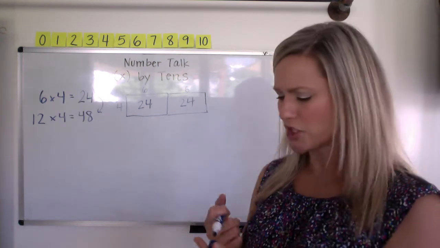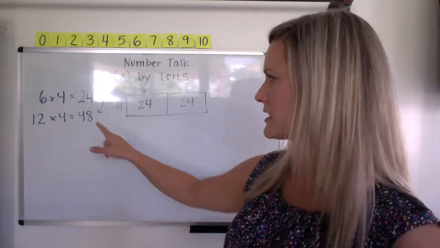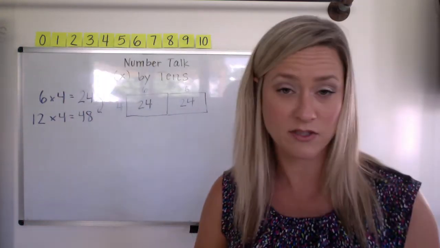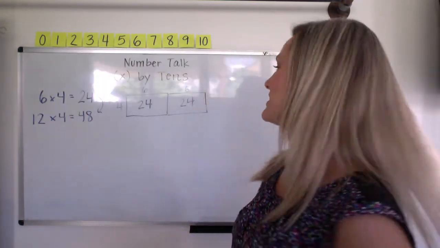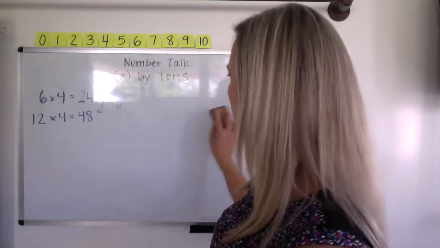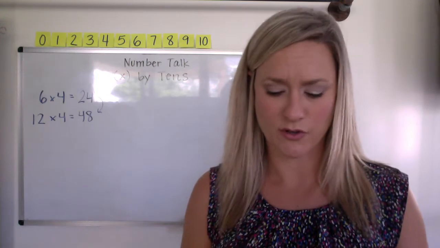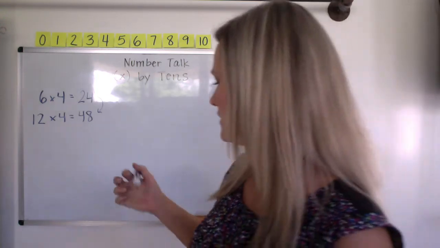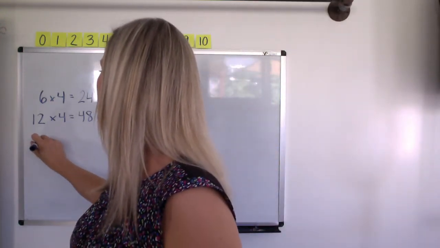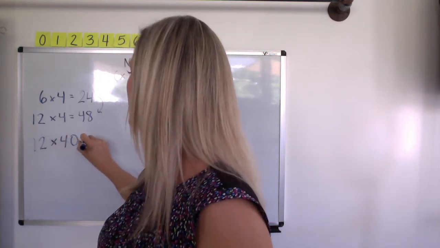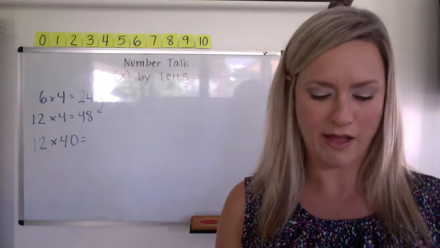All right, let's check out the next one. So these obviously aren't multiplying by tens, but you're getting ready for it. We're just getting those juices flowing, remember. Okay, so maybe we should try out our 10. So here we go. 12 times 40. How would you solve that?